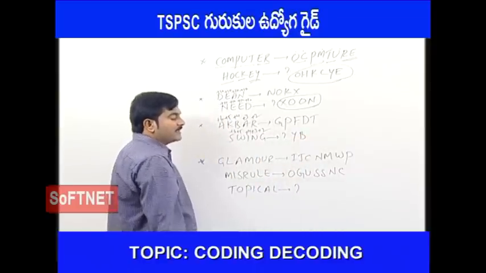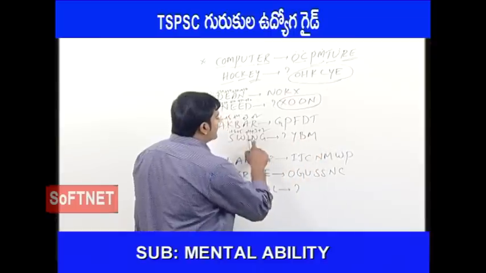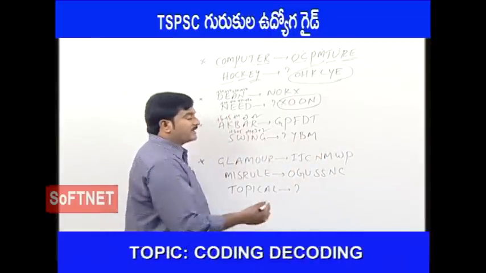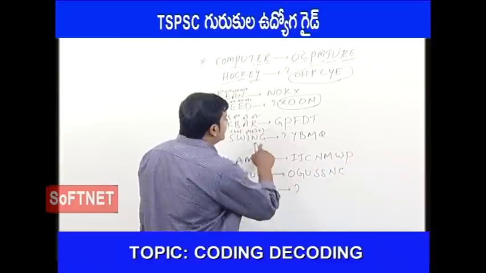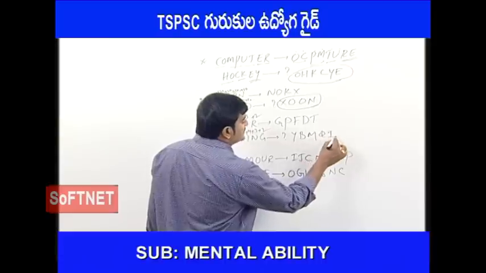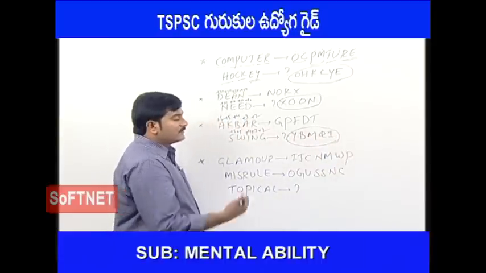Similarly I means 9. 9 plus 4 means 13. 13th one is M. So N means 14. 14 plus 3 means 17. 17th one is Q. G means 7. 7 plus 2 means 9. So 9th letter is I. Y B M Q I is the answer for that word.